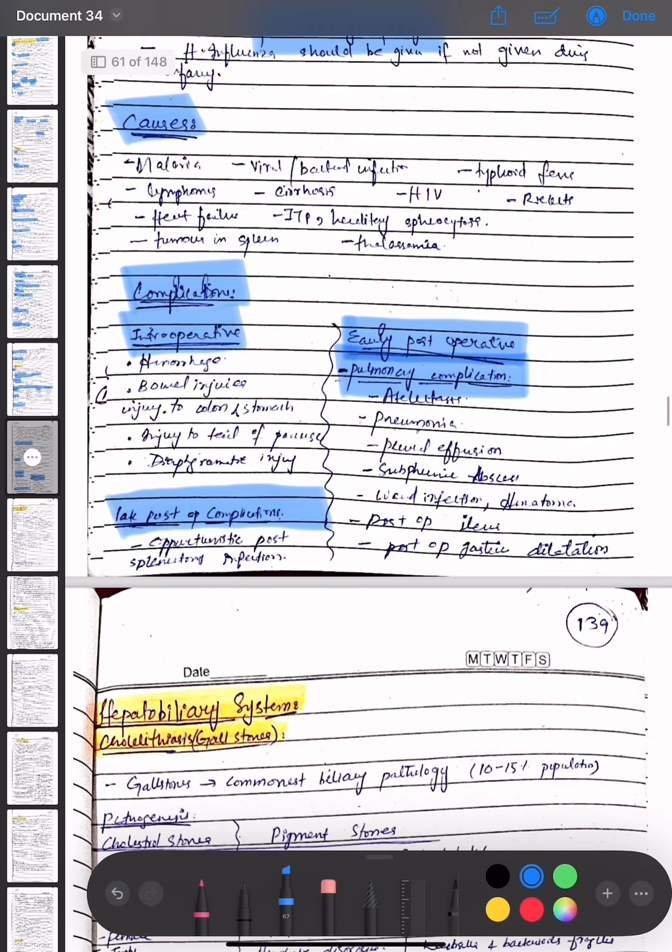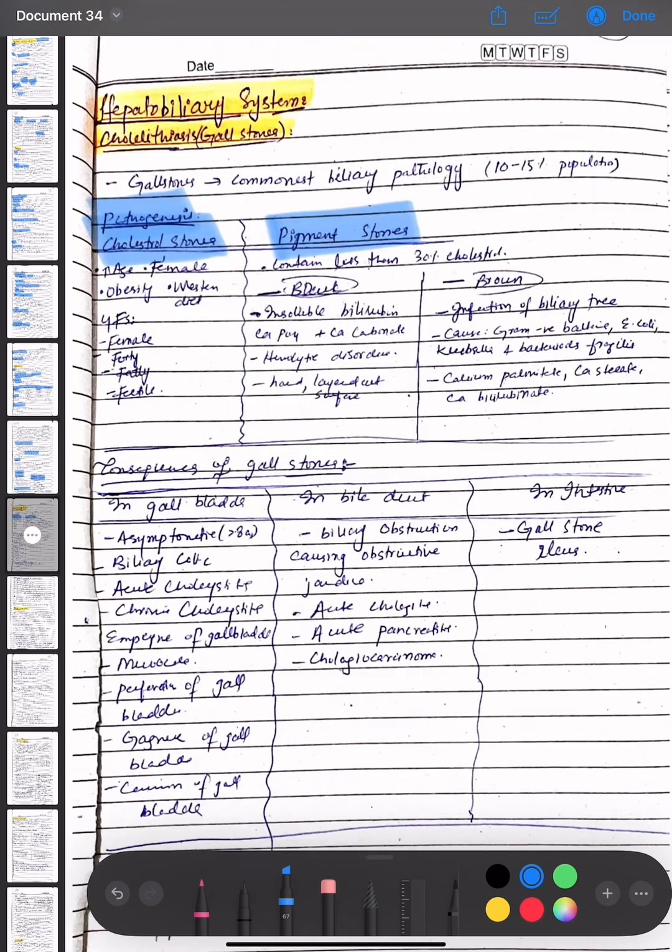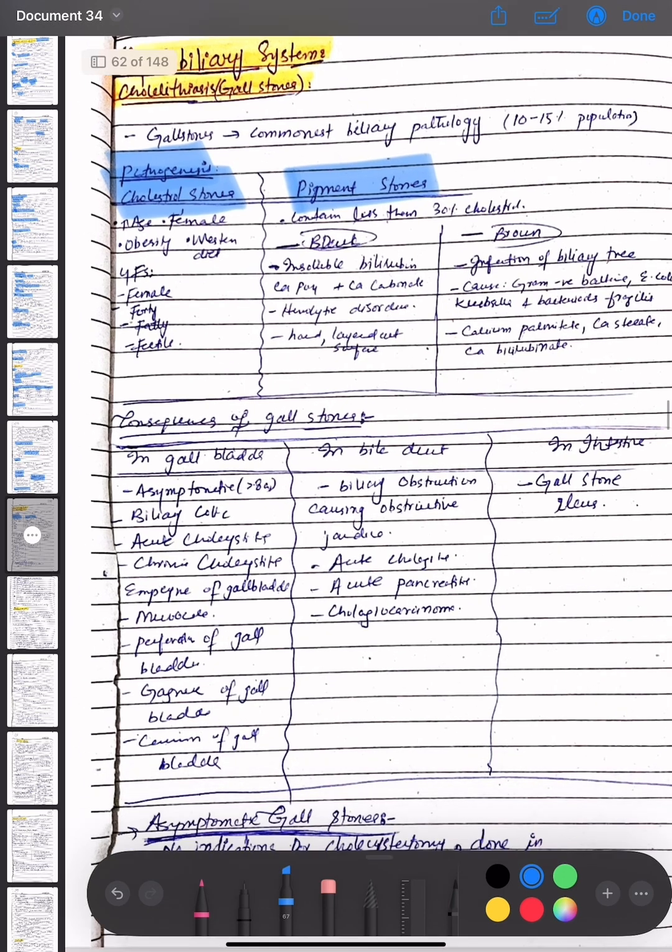Now, coming toward the hepatobiliary system. The first topic we will be discussing is cholelithiasis, which is also known as gallstones, and which is a very important topic in surgery. Gallstones are the commonest biliary pathology, with 10 to 15% of the population affected by gallstones. The pathogenesis involves cholesterol stones and pigment stones.